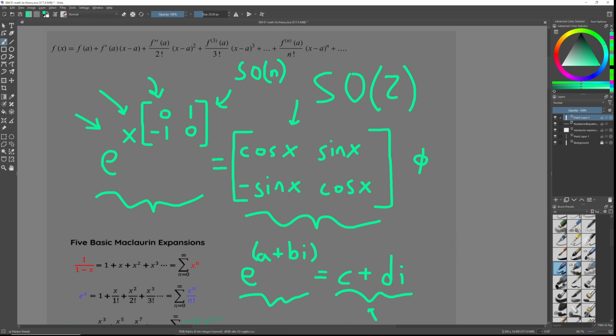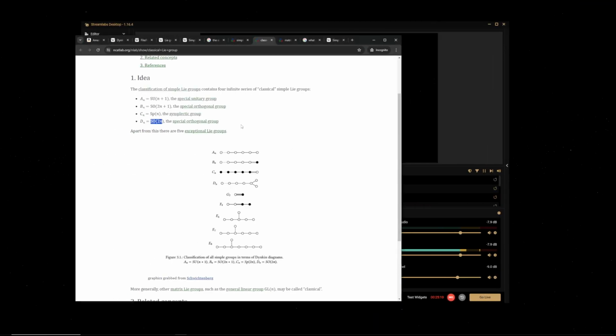But anyway, that describes half of the classical simple Lie groups already. There's the even special orthogonal groups. The reason they're called special orthogonal, special means the determinant is 1. So what that means is, should I explain all of that stuff? I don't know.